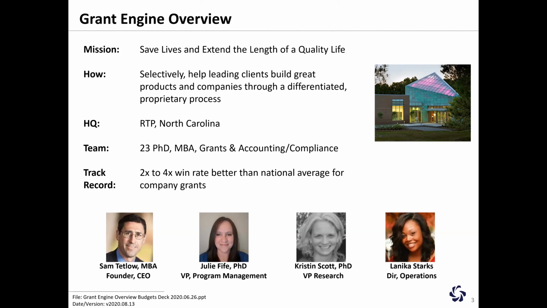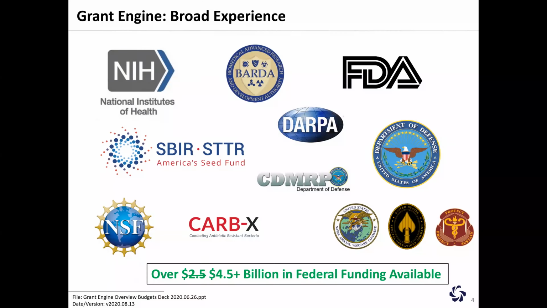Grant Engine has 68 people. Many of those are external reviewers that sit on study section where the conflicts clear. That synthesizes down to about 23 individuals, I think all of whom have some graduate work, and most of us have PhDs and a few MBAs sprinkled in there as well. So our process gets a 2 to 4x win rate. We're aiming to get that better, but it's a good start.